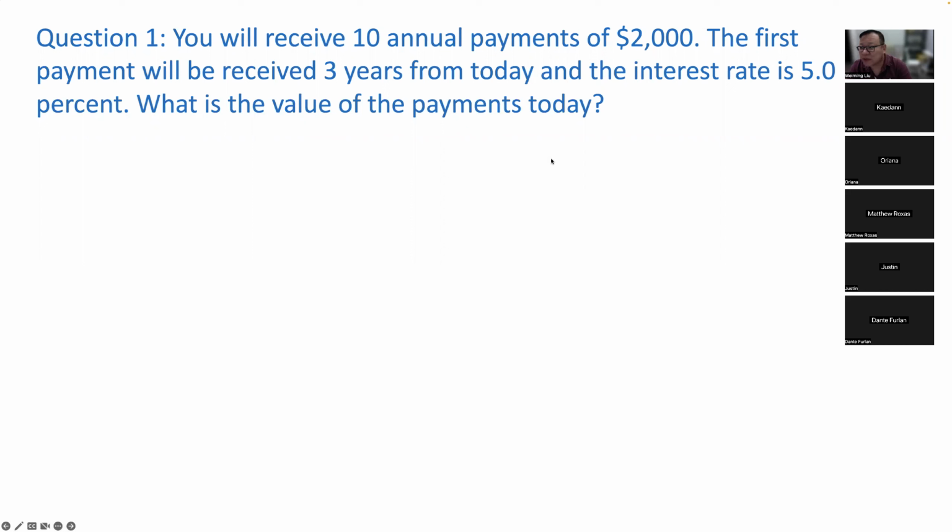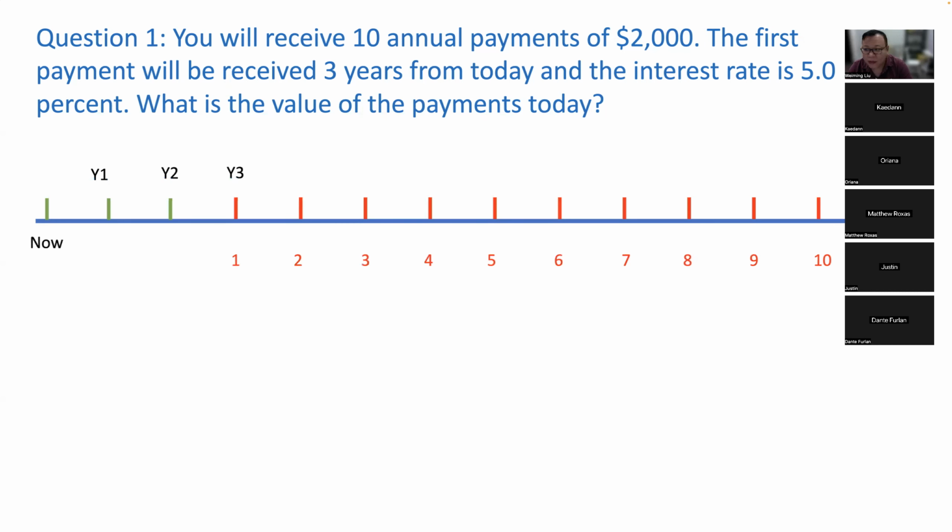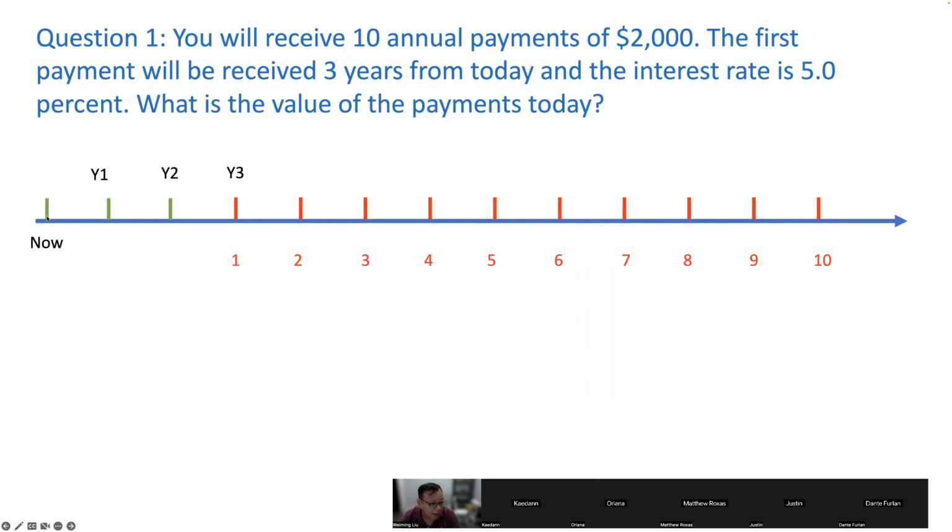So normally when I approach this kind of question, I like to draw a timeline, okay? So this is the one I drew for this question. You can see that this time point is now. And then they were saying that the first payment will be received 3 years from today. So I counted year 1, year 2, year 3. So right away, the first red mark here represents the first payment, which is 3 years from today, right? And then how many payments do I have?